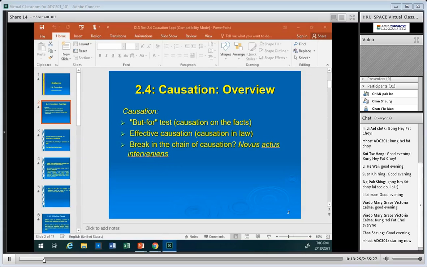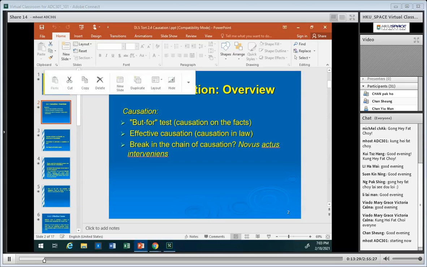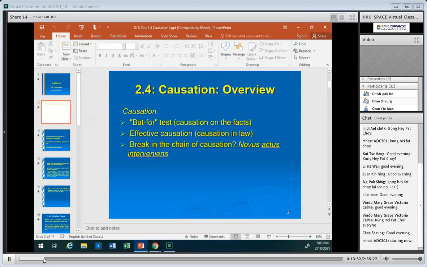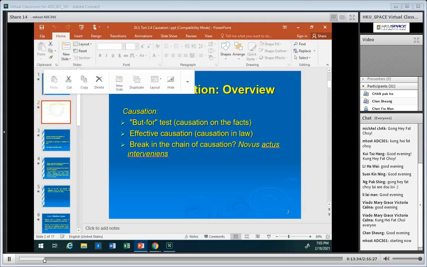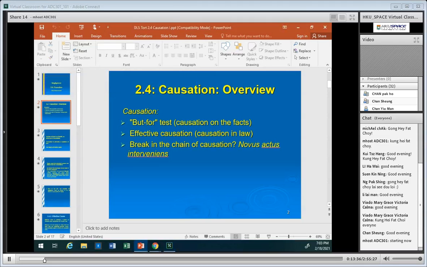First of all, we should note, of course, that the burden of proof, hang on, why did it do that? I don't know. I thought it was supposed to be touch screen. Oh dear. Come back, mouse. Where are you?